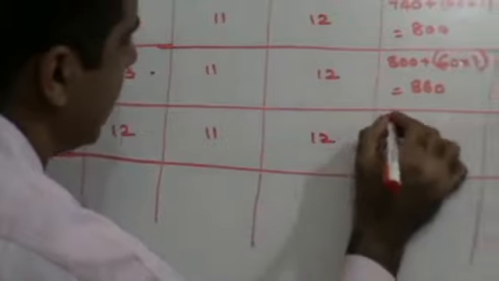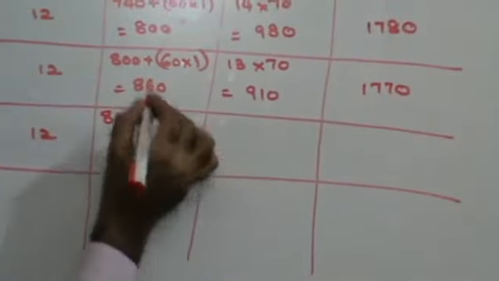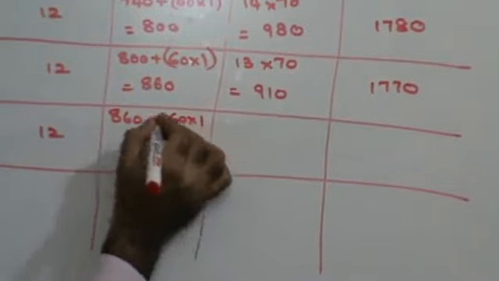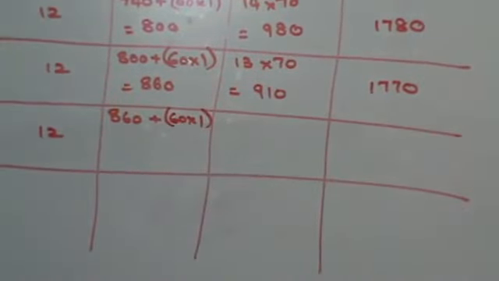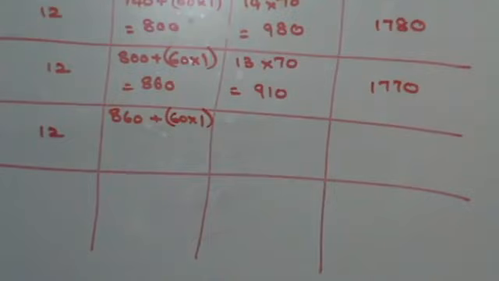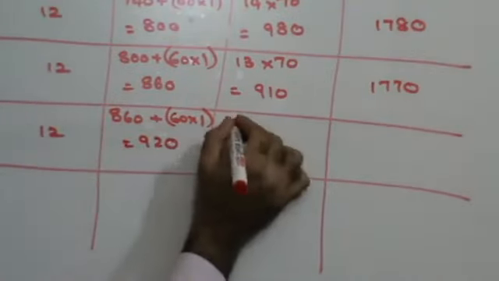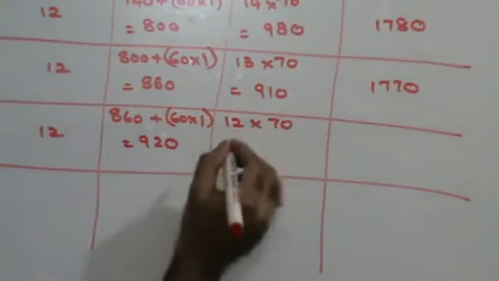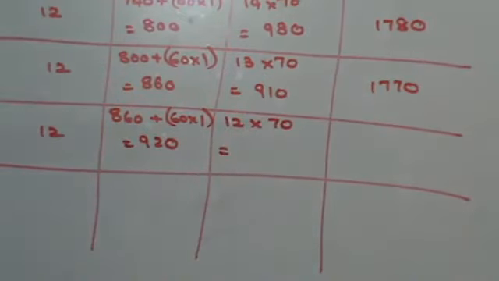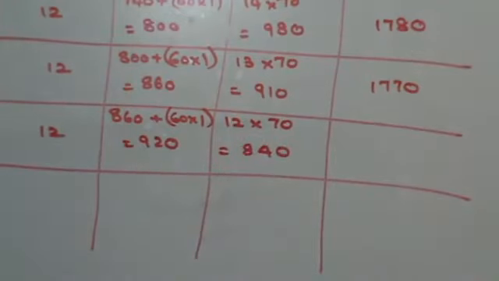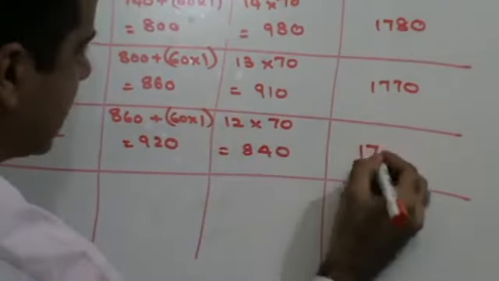Here this is 860 plus 60 into 1, because my crashing cost is 60 rupees per day. So this becomes nothing but 920. I'm completing the project in 12 days. 70 rupees per day comes up to 840. When you add this, it comes to 1760.